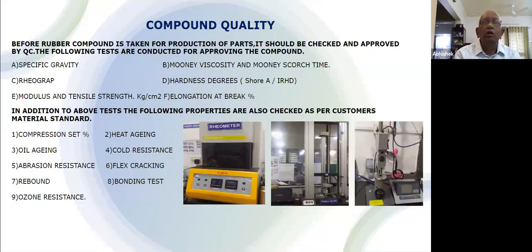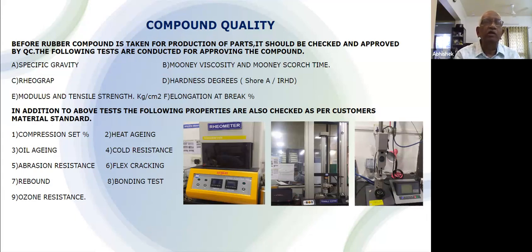Okay. Now after the mix is over, you can cool the entire compound and dry it. Cool it and then take it out in the form of sheet. And then comes an important activity, the compound quality. Before rubber compound is taken for production of a part, it should be checked and approved by the concerned department, that is quality control. And the tests on compound quality are as follows.